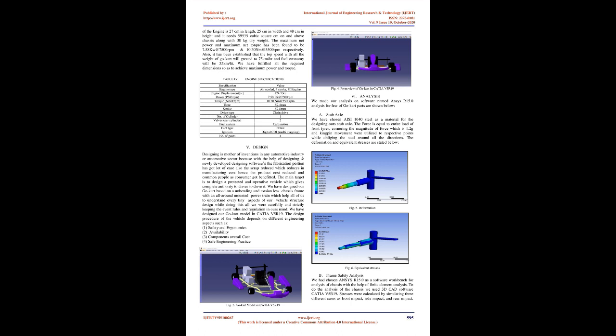The design procedure of the vehicle depends on different engineering aspects such as: 1. Safety and ergonomics. 2. Availability. 3. Components overall cost. 4. Safe engineering practice. Fig. 3. Go-kart model in CATIA V5R19. Entire view of our go-kart. Fig. 4. Front view of go-kart in CATIA V5R19.